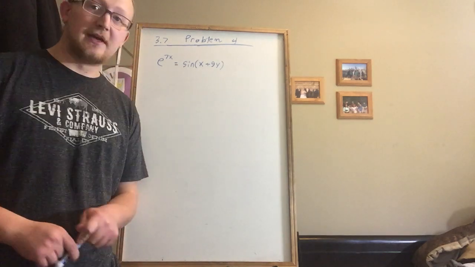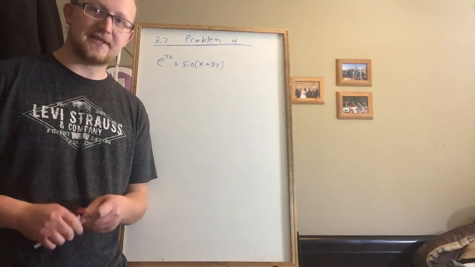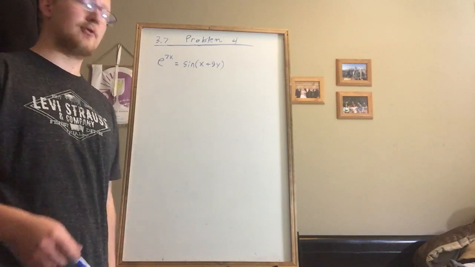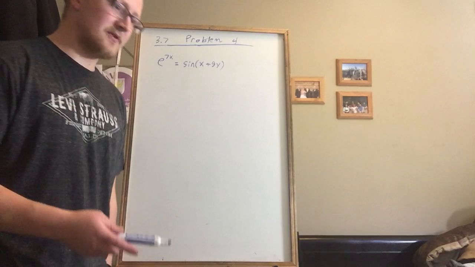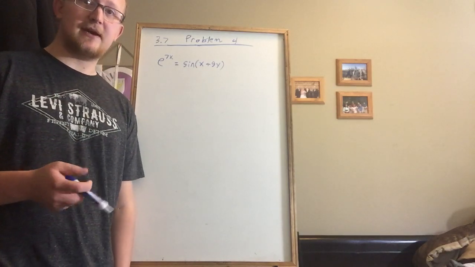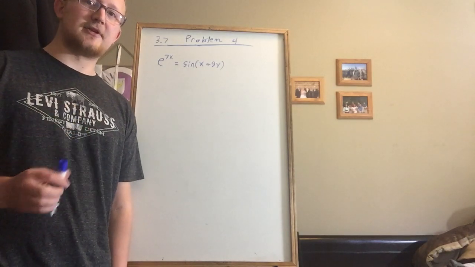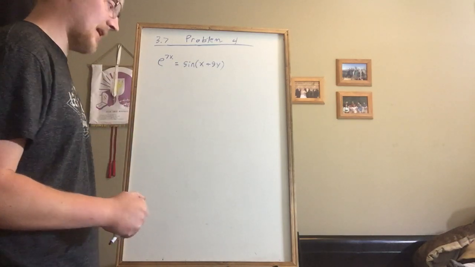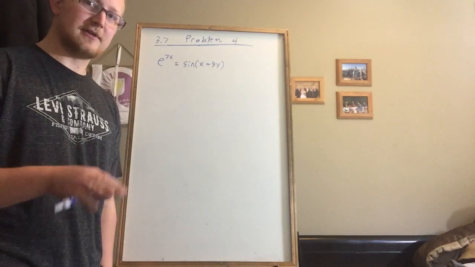Alright, we're back with section 3.7. This is implicit differentiation. This is problem number 4 from the 3.7 assignment. If you have not watched my conceptual video about implicit differentiation, I would highly recommend doing so. It's a little wacky at first. It'll seem a little weird.